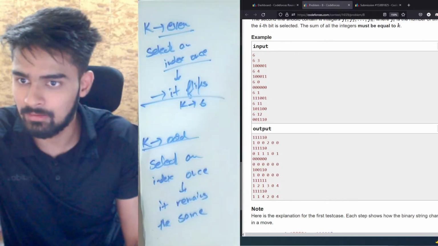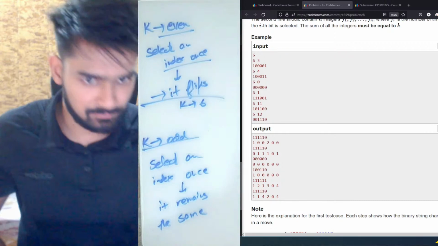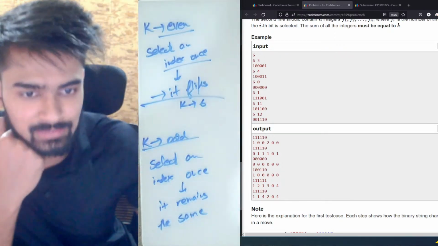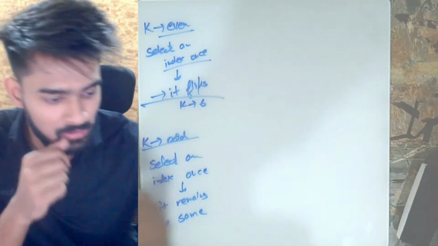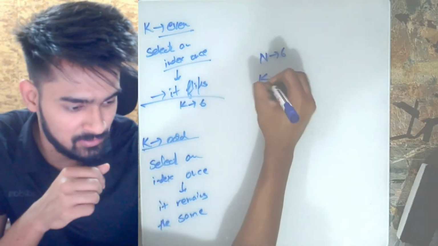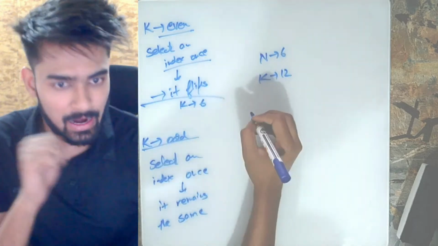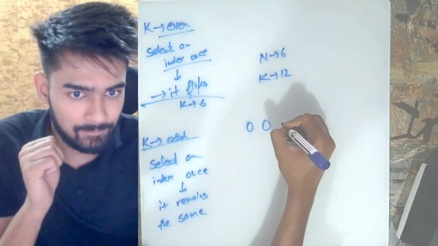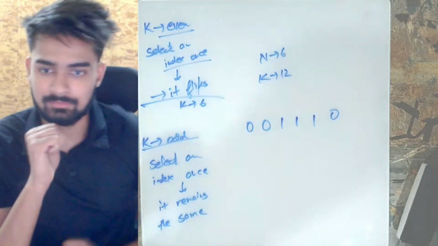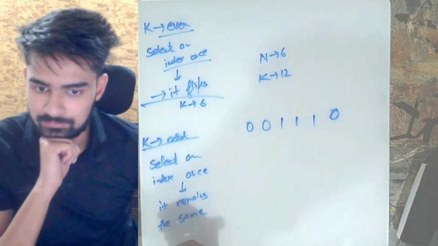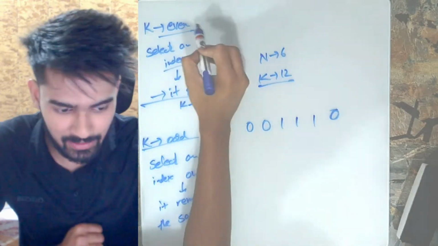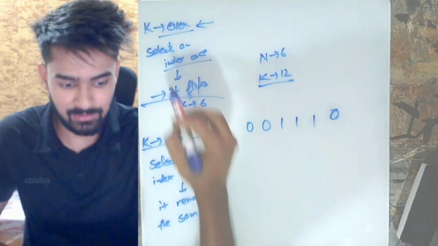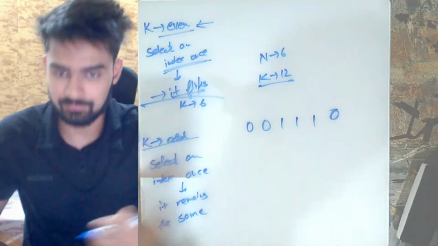Now let's take the last test case. We have n equal to 6, k equal to 12, and we have 0 0 1 1 1 and 0. Now we know that our k is even. Since our k is even, we know that if we select any one index, it will flip.